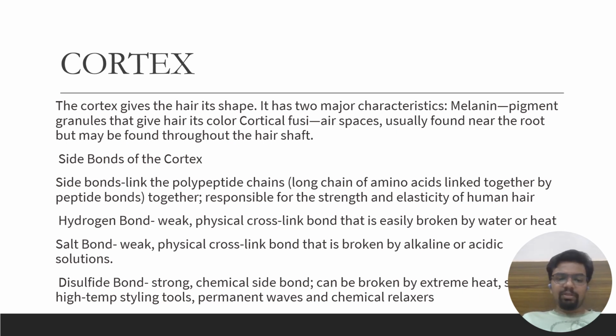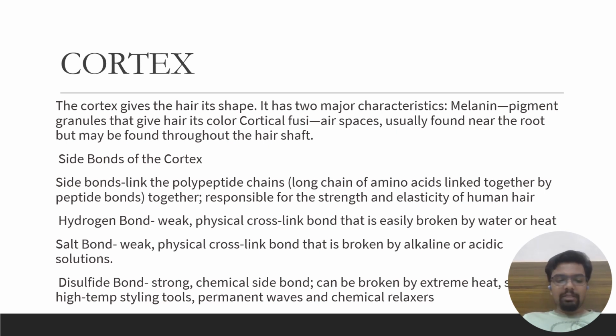And side bonds of the cortex. Side bonds are basically links like the polypeptide chain, which we all know are the long chains of amino acids linked together by peptide bonds and responsible for the strength and elasticity of the human hair. And also there is a hydrogen bond, which is basically a weak physical cross-linking bond that is easily broken by water and heat.